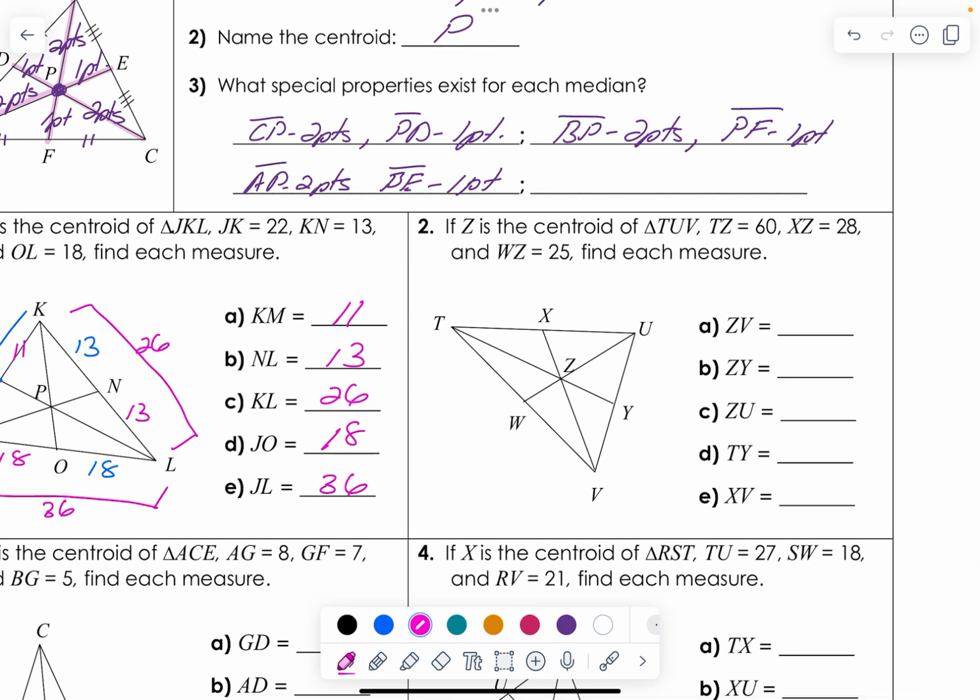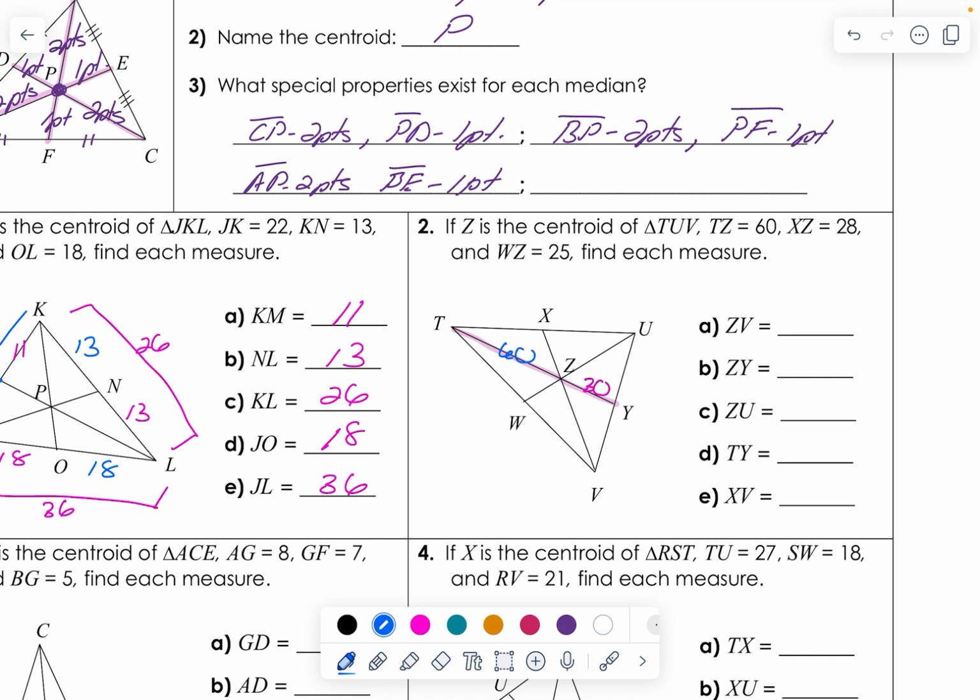Z is the centroid. So TZ, this piece is 60. All right, so let's focus on this median for a second. Remember, this is the median, and it's 2 parts, 1 part. So if 2 parts is 60, that means 1 part is 30. Do you see that? 1 part is 30, 2 parts is 60. The whole median would be 90. Actually, I'm going to back up and put that in because that was something we figured out.